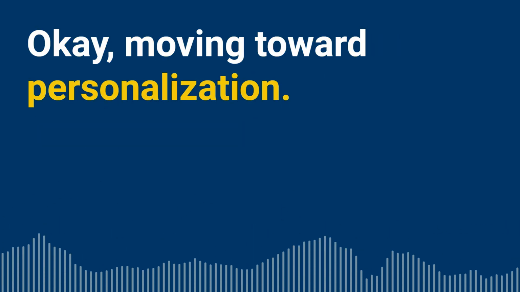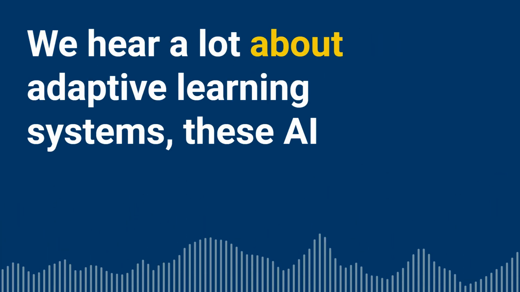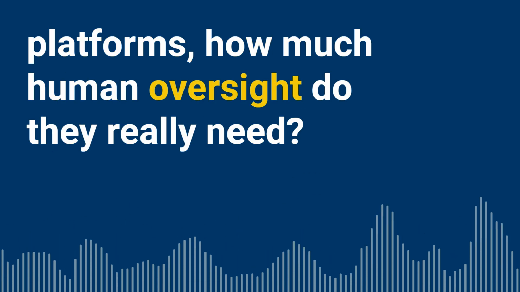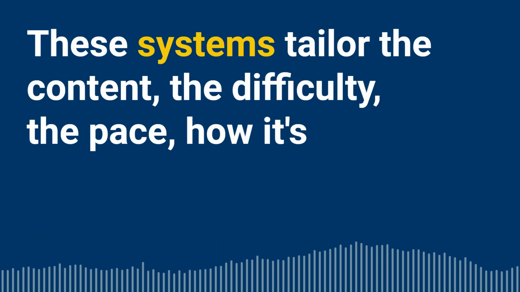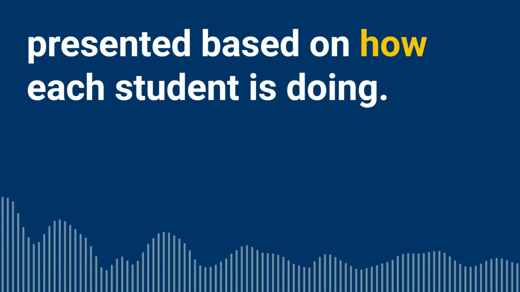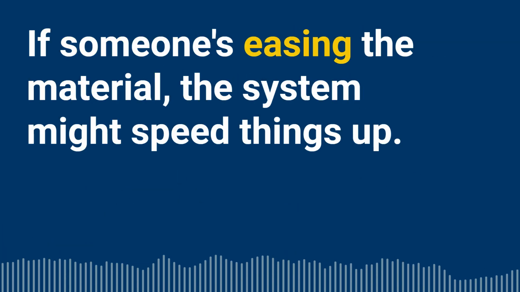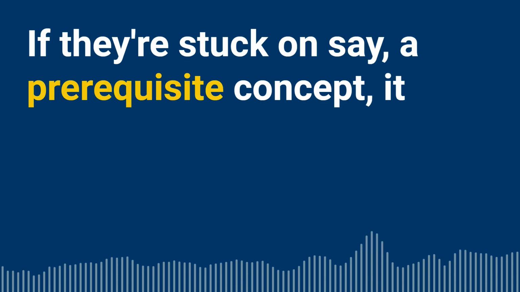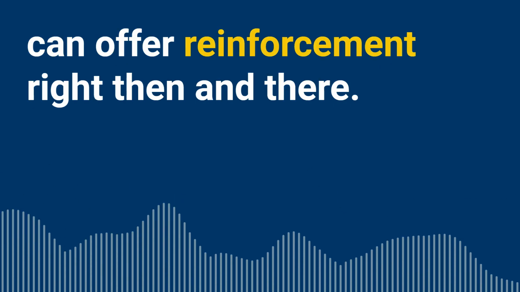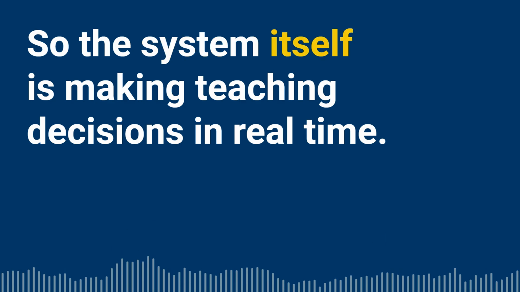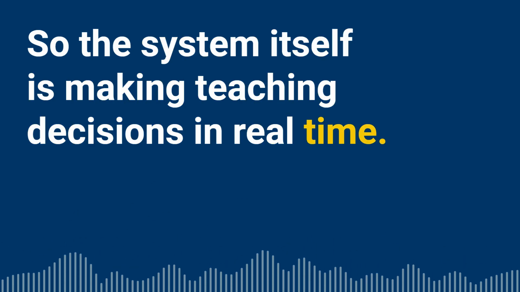Okay, moving toward personalization. We hear a lot about adaptive learning systems, these AI platforms. How much human oversight do they really need? Right. These systems tailor the content, the difficulty, the pace, how it's presented based on how each student is doing. If someone's acing the material, the system might speed things up. If they're stuck on, say, a prerequisite concept, it can offer reinforcement right then and there. Extra examples, maybe a different explanation. So the system itself is making teaching decisions in real time.